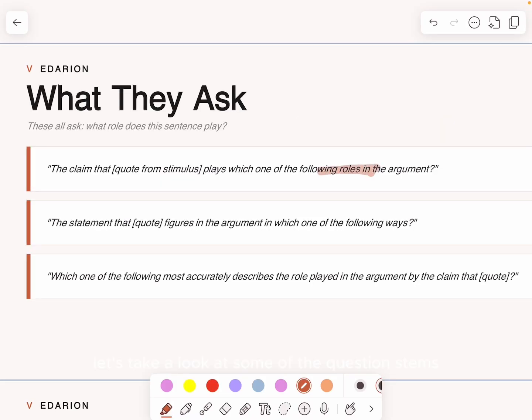Let's take a look at some of the question stems that tell us that we're looking at an argument part question type. "Plays which one of the following roles," "figures in the argument," and again, "most accurately describes the role played in the argument by the claim." So these tell us that the question stem is asking us to find the role of a particular sentence.